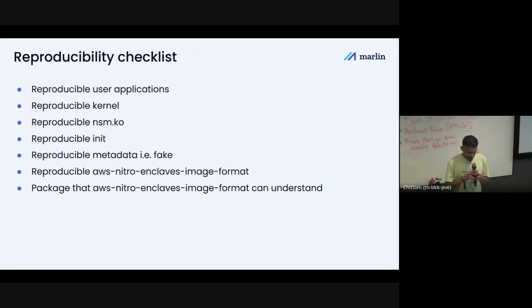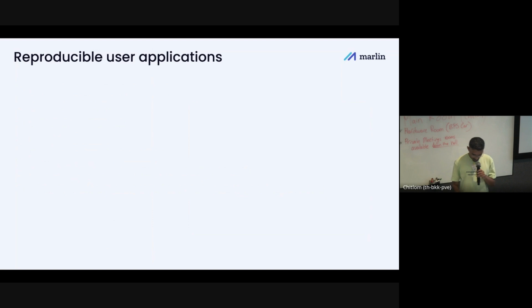So apart from that, we actually need to build the enclave image as well. To do that, you're going to have to use the image format repo. So you need image format itself to be reproducible. And you also need to package everything up into a format that it can understand, right? So let's go one by one.